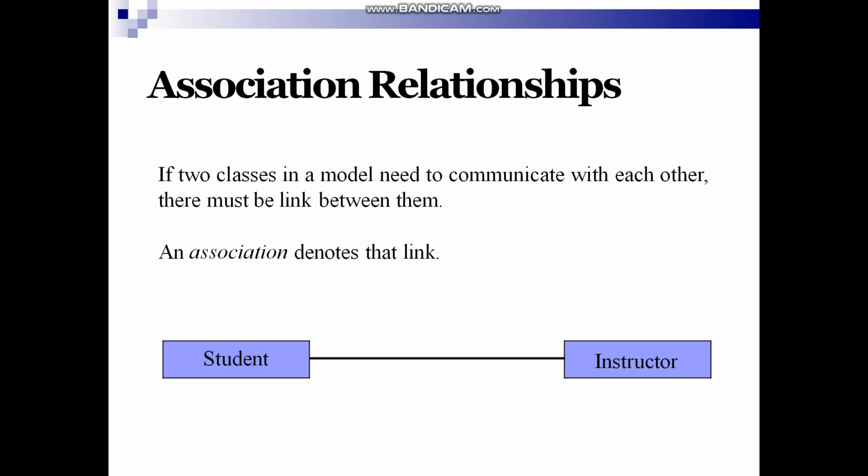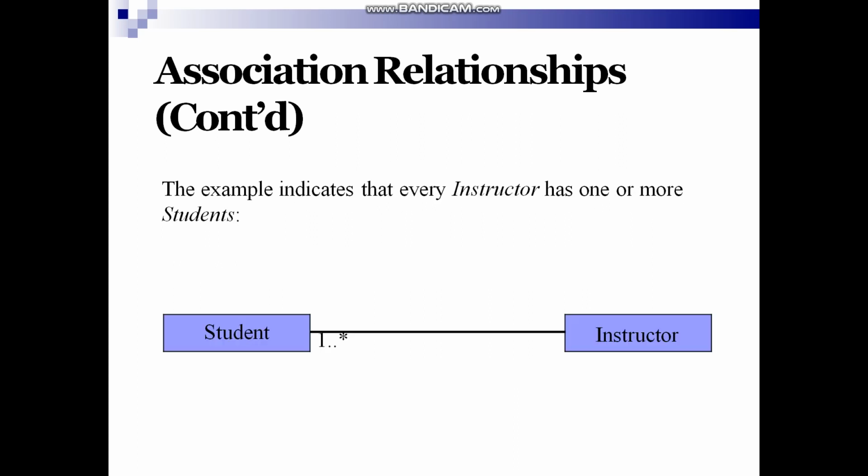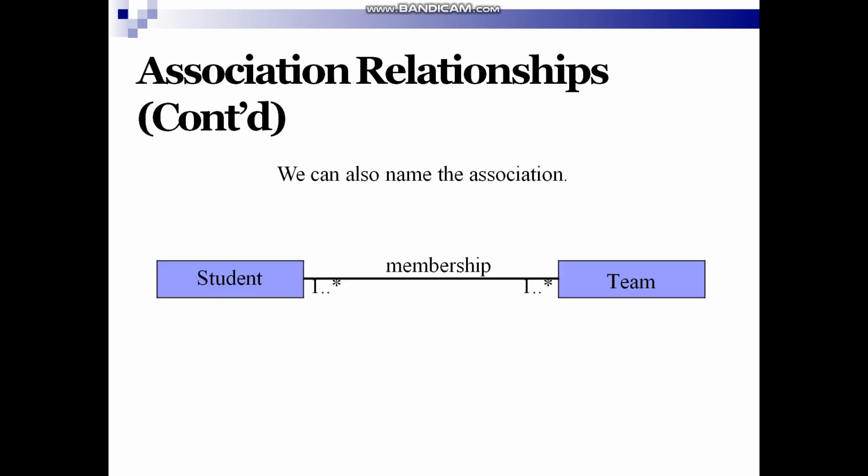Association. Association is a structural relationship between two or more classes and two or more objects. It is denoted by a solid line. Student and instructor are indicated with a solid line, and it is called association. It is used to communicate between two or more classes and two or more objects. We also indicate the multiplicity. The multiplicity property is always above the association. There are three types of multiplicity property: one to one, one to many, or many to many. Relationship student team: a student is a member of a particular team, and this multiplicity property is always above the association.